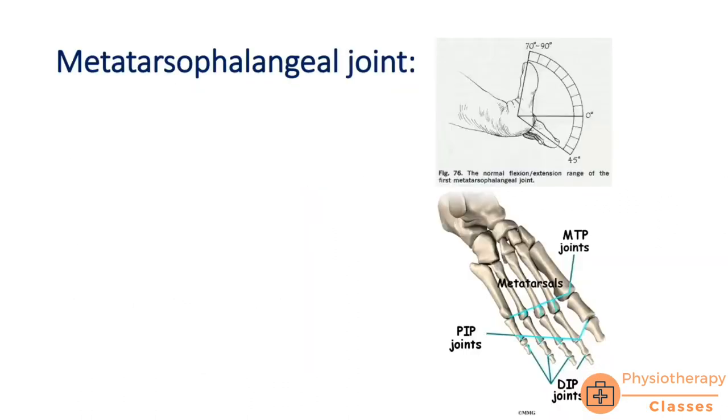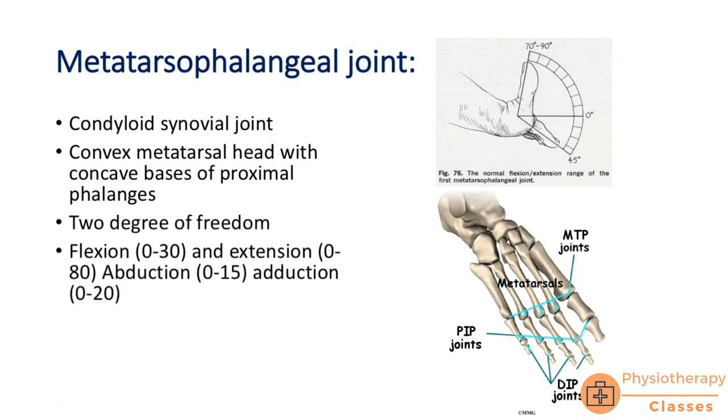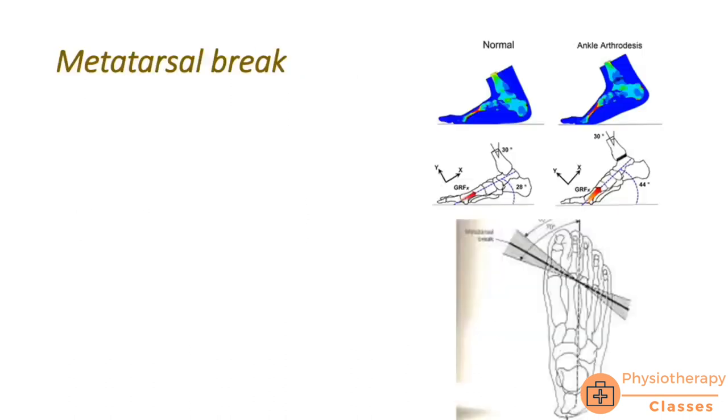Moving on to the metatarsophalangeal joint, which is a condyloid synovial joint. The metatarsal head is convex and the base of the proximal phalanx, which connects with the metatarsal head, is concave. It has 2 degrees of freedom: flexion of 0 to 30 degrees and extension of 0 to 80 degrees, abduction of 0 to 15 degrees and adduction of 0 to 20 degrees. The important point here to understand is the metatarsal break.